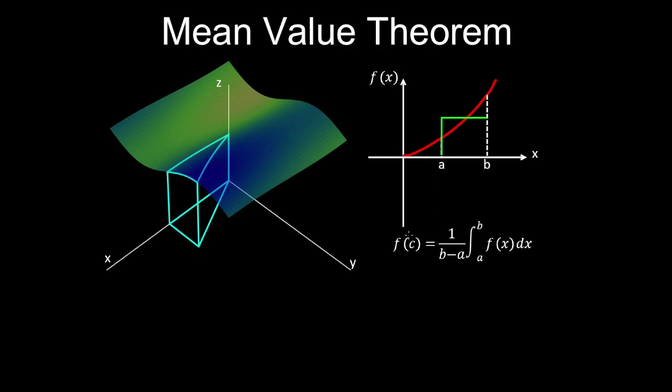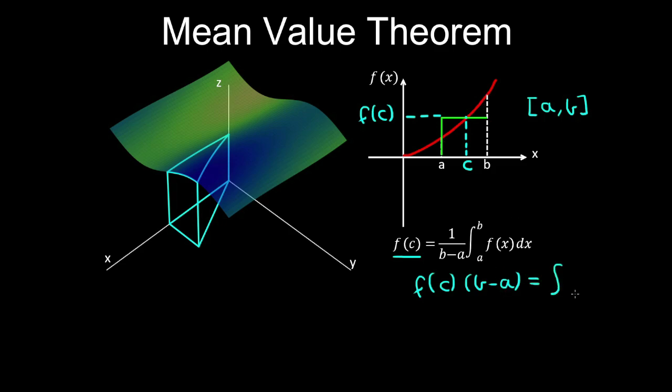Recall the mean value theorem for an integrable function of one variable, which gave the average value of the function on a closed interval AB. So essentially the value of the function at c gives the area in this green rectangle, which is f of c by b minus a, and that's equal to the area under the curve, given by the integral. So we have the integral of f of x over x from a to b.